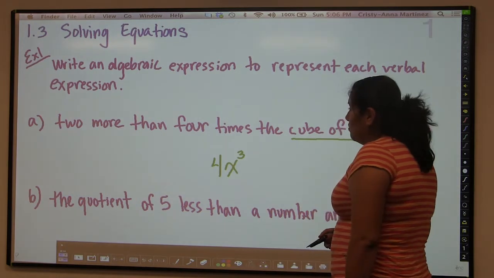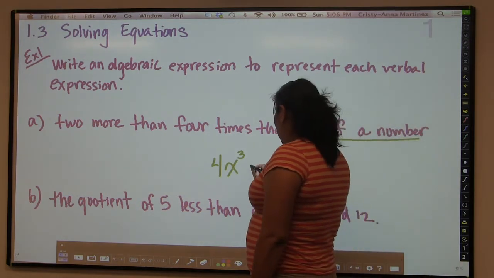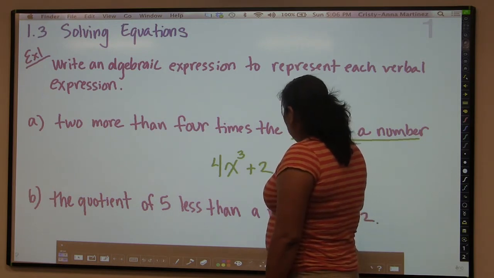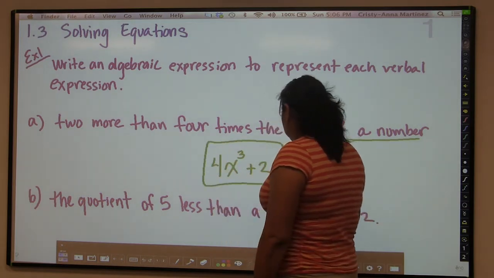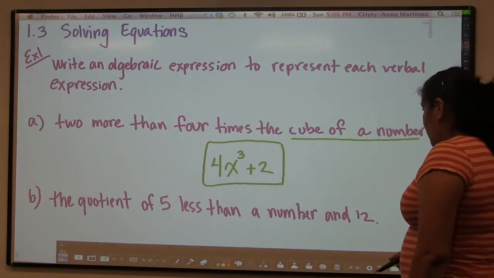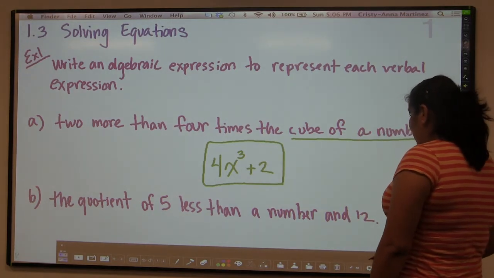And then it says 2 more than that. So we're going to add 2. And that is how we get our algebraic expression for the first part. So now the second one says the quotient of 5 less than a number and 12.